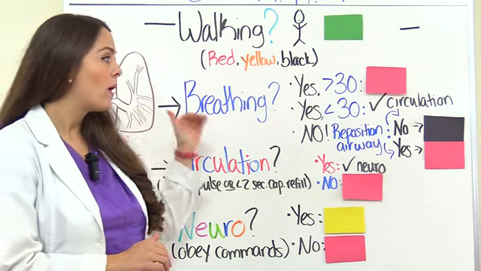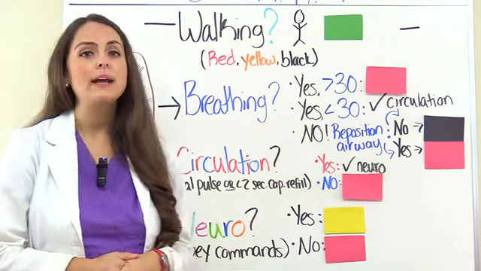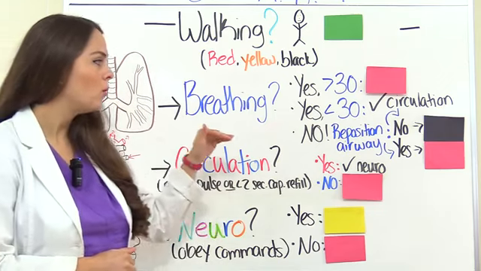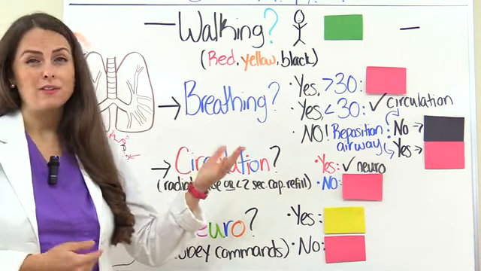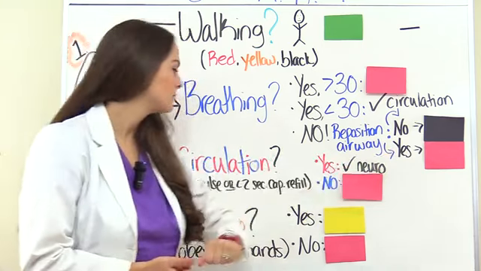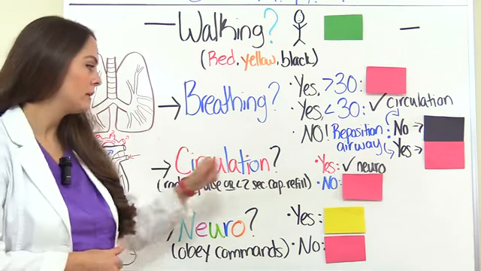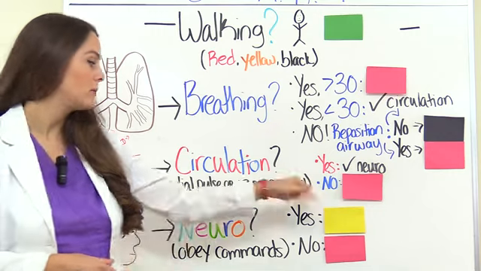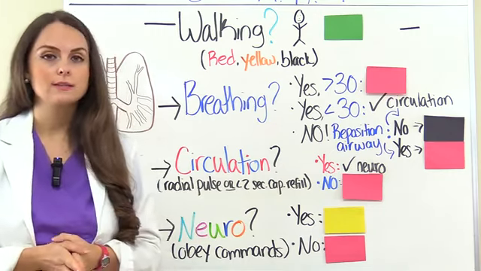Now, they will be red if they have the following issues. They're breathing, but that respiratory rate is greater than 30. Or if they weren't breathing at first, you reposition their airway, and then all of a sudden they were breathing, they would be red. If they don't have a radial pulse or their capillary refill is greater than 2 seconds, they would be red. Or if they're unable to follow your commands.